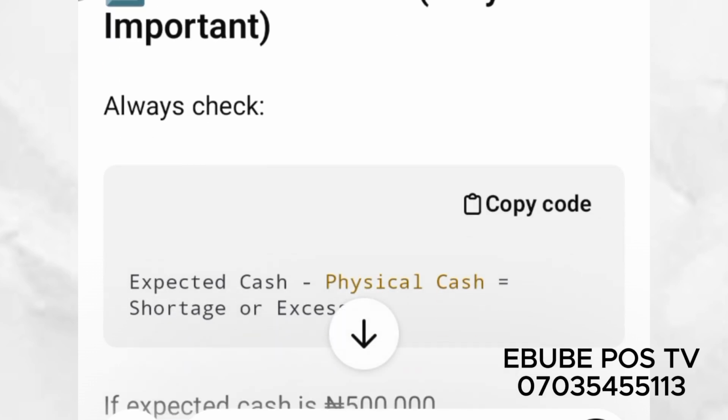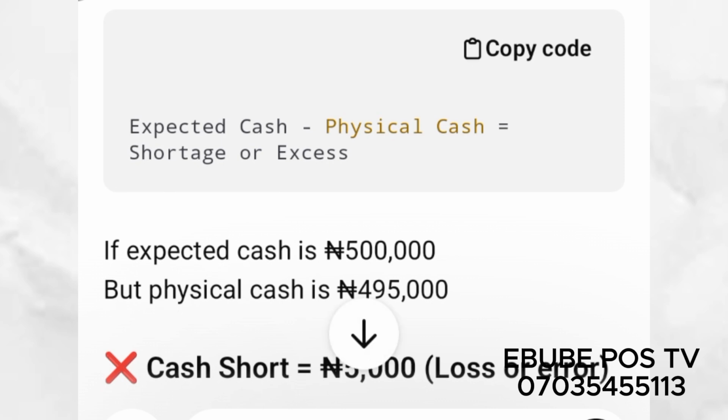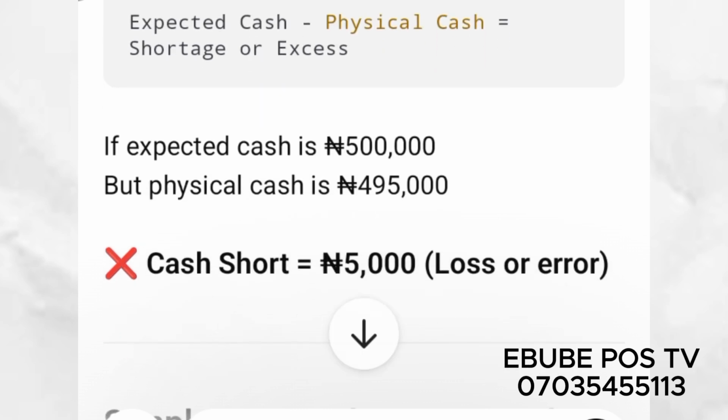Cash difference is very important. Expected cash minus physical cash equals shortage or excess. Now you can get short of cash or have an excess. If your expected cash is 500,000, but I don't want to go to this area. If I go to this area now, many people will get confused as they are watching this video. So for example, sometimes you overcharge a customer. Let's say what you are doing is a charge of 200, you can charge the customer 300 or 500 and they'll still pay. That kind of thing. And that is like excess cash.